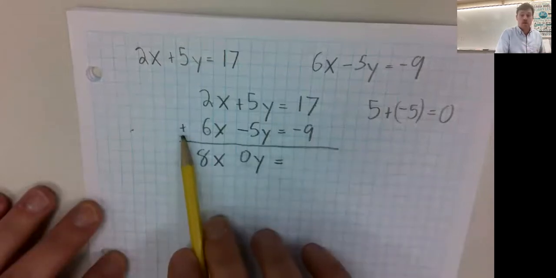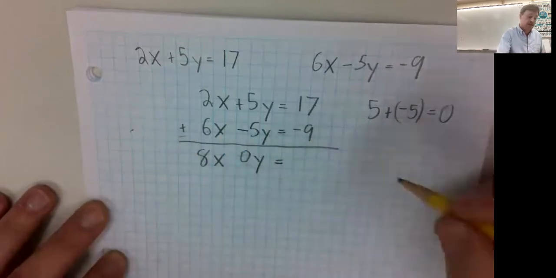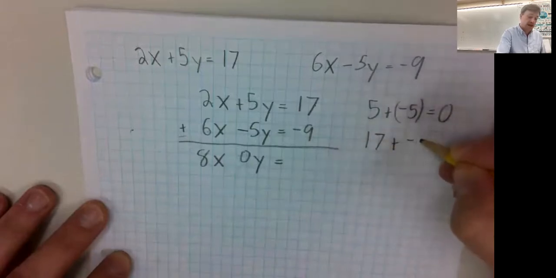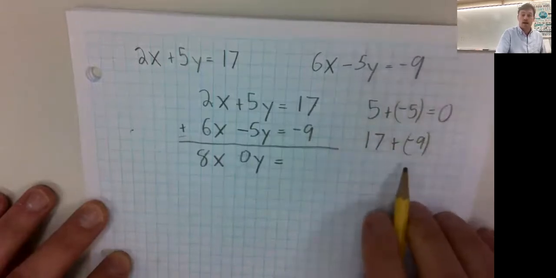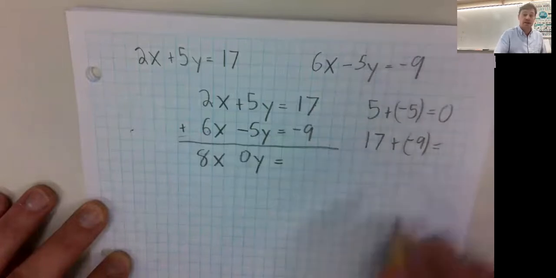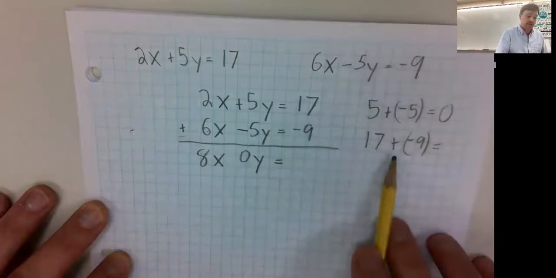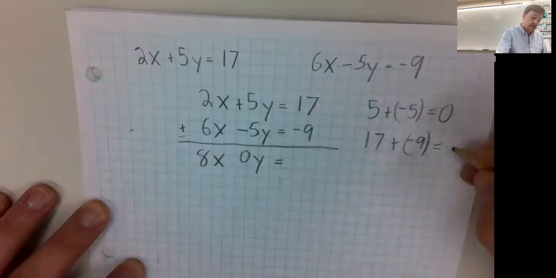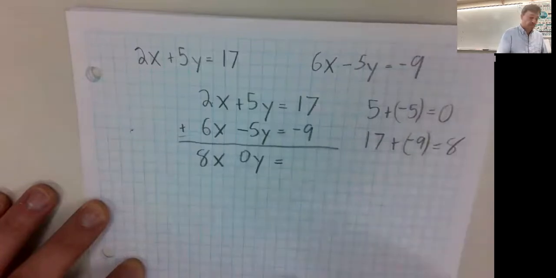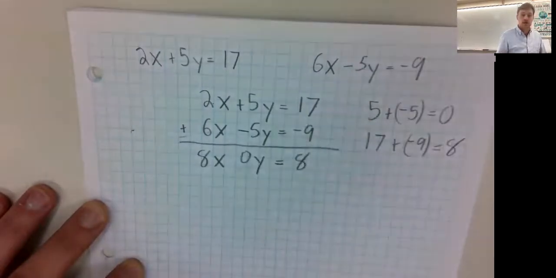So always think about, what am I doing over here? I'm adding. So this is like saying 17 plus -9. If you need to write it off to the side horizontally, that's totally fine. 17 plus -9 is 8, positive 8. So that's what I'm going to write down here.